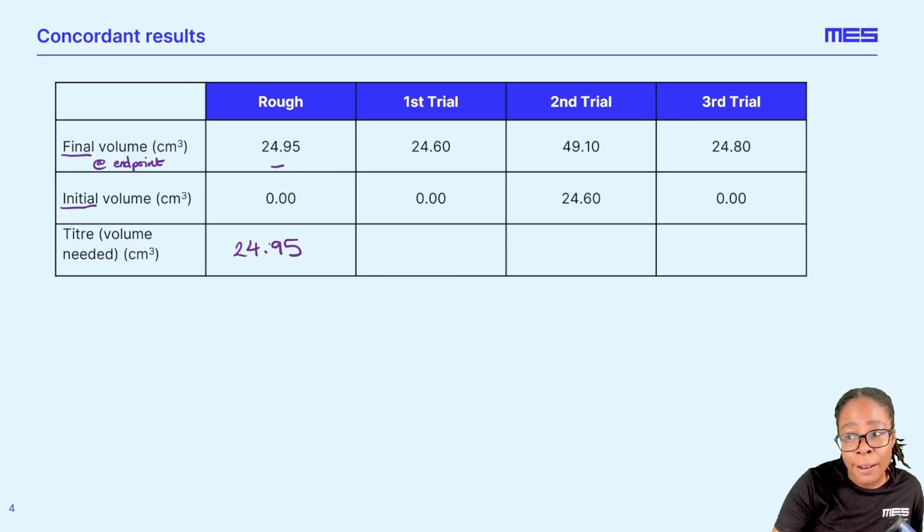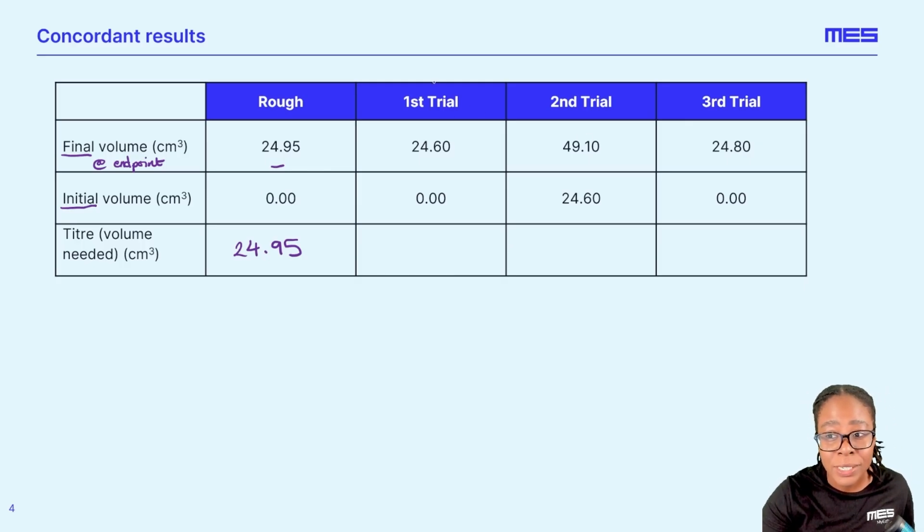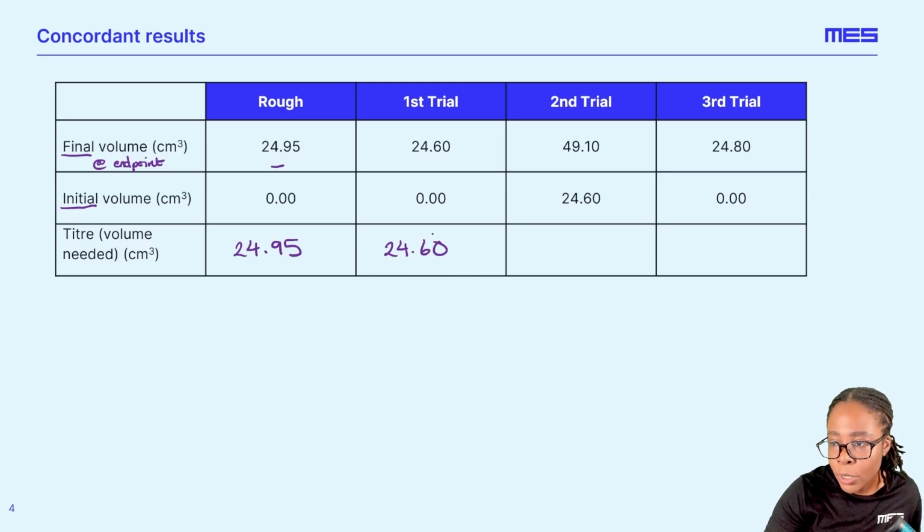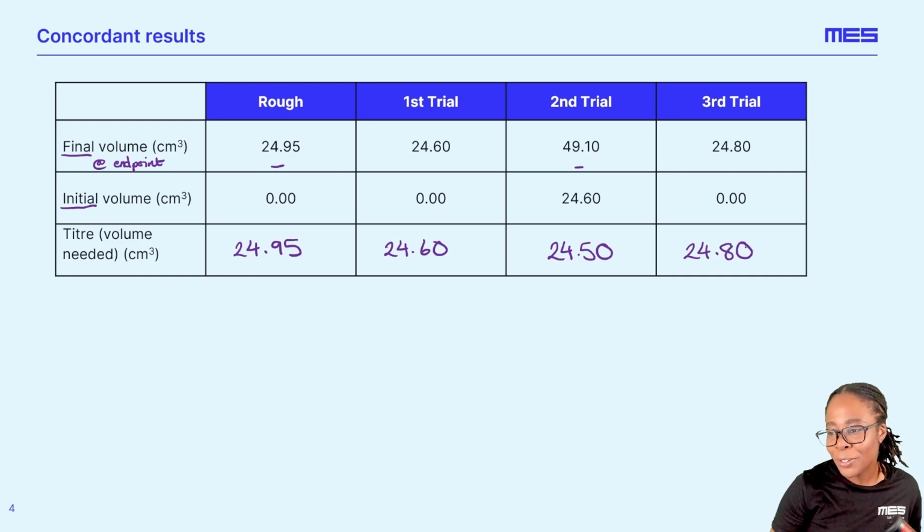That's our rough titer. Now for our actual trials, this is when we start to add our acid drop by drop as we approach the endpoint. So for our first trial, our titer was 24.60. For our second trial, 49.1 minus 24.60 is 24.50. And then finally, for our third trial, maybe something went a little bit wrong here, but we got a value of 24.80.